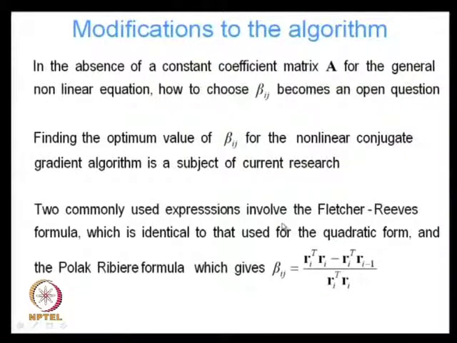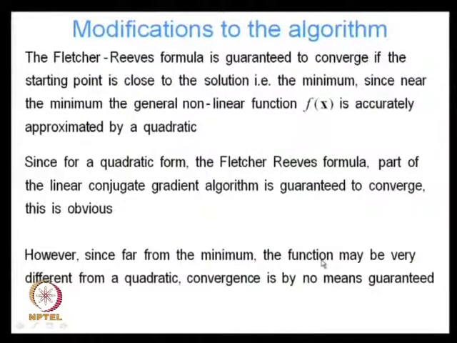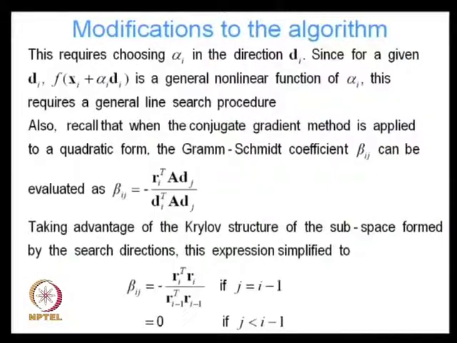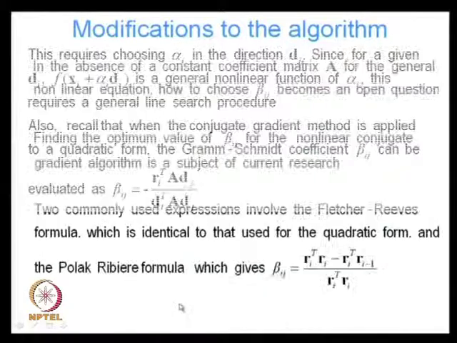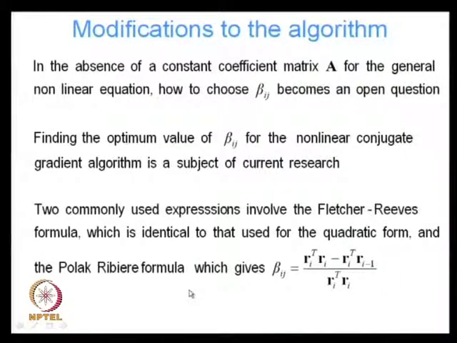The Fletcher-Reeves algorithm is identical to that used for the quadratic form, and then there is the Polak-Ribiere formula, which is a slight modification, which gives beta ij equal to Ri transpose. If you compare these two, you can see that it is slightly different. This is this, and that's that. Then there are other formulas. For instance, there is something called the Hestenes-Stiefel formula. There are other formulas also, but these are the main ones.